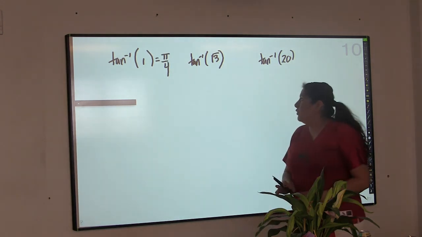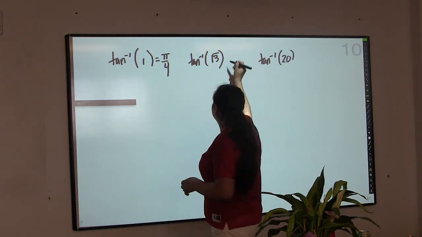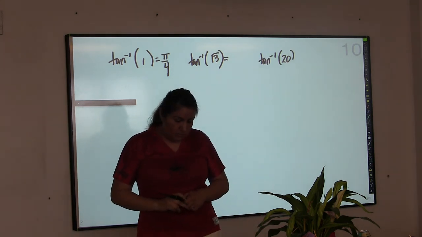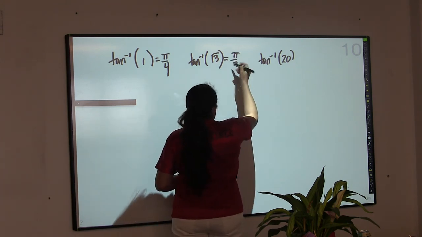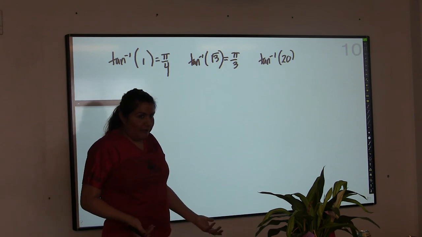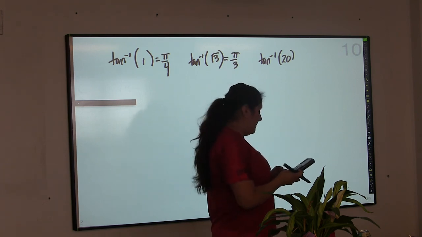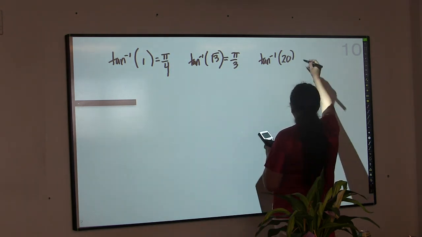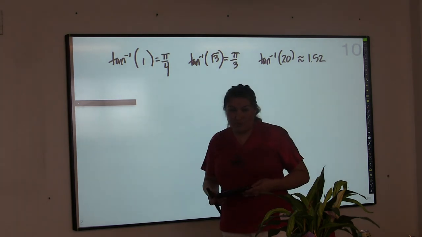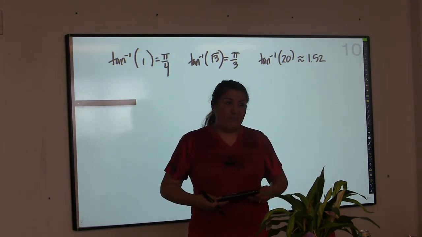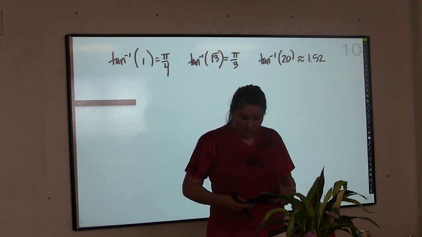What about root 3? What value between negative pi over 2 and positive pi over 2 gives me root 3 for the tangent? Pi over 3. Pi over 3 is my friend. And then, of course, the last example, you can't really do with the unit circle because you don't have 20s on there. So we're going back to the calculator, tangent inverse of 20, and I get approximately 1.52. And in case you were wondering, the decimal approximation of negative pi over 2 is negative 1.57. So this is just shy of the range there.